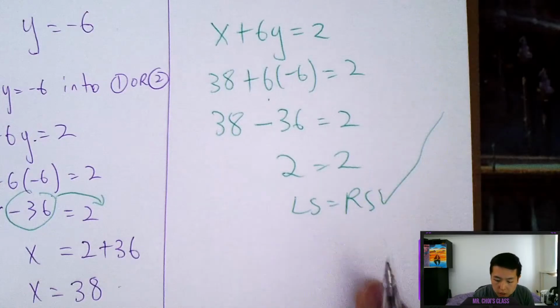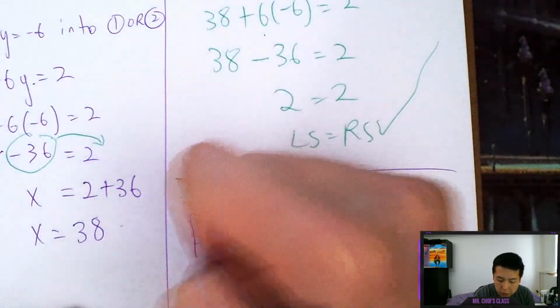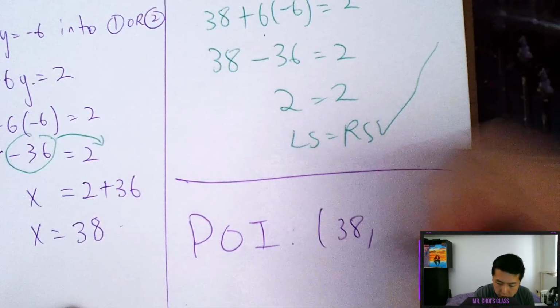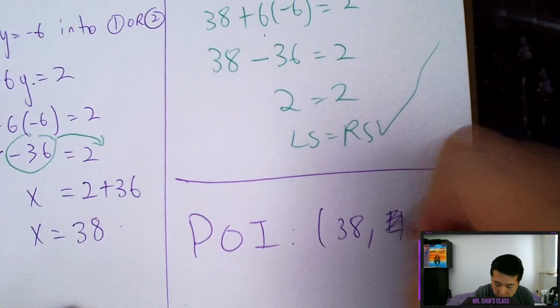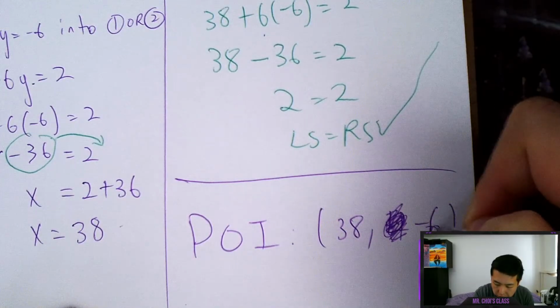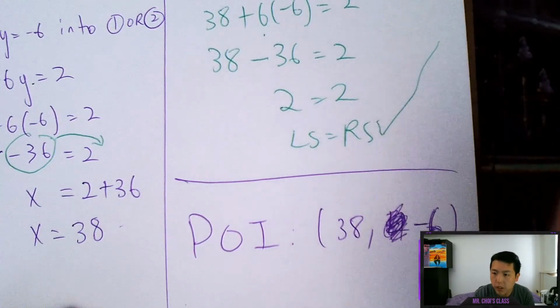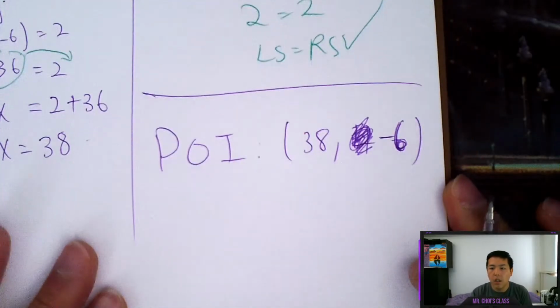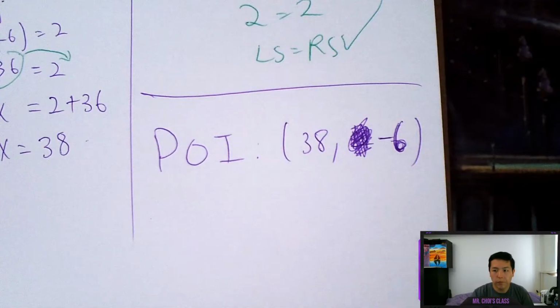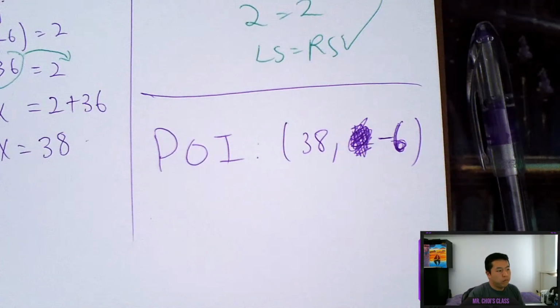Okay. So our final answer would be POI is 38, comma, whoops, not 4, negative 6. That's my fault. I was looking above. So there's our point of intersection. This also shows, don't freak out just because it's a big number. You should be fine with just solving this.